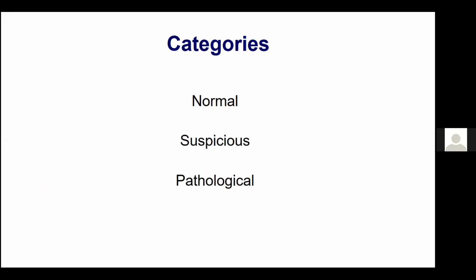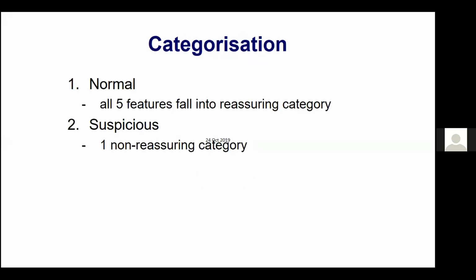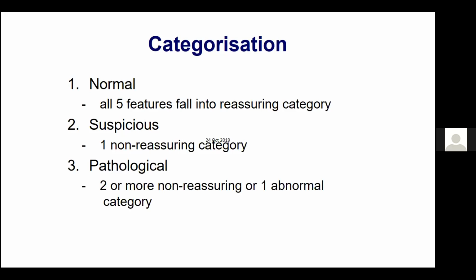So we said our categories will be normal, suspicious, pathological. If all the features are normal, it will be normal. If there is one non-reassuring category, then we're going to say the CTG is suspicious. You're only allowed to have one non-reassuring category. But if you've got reduced variability for more than 40 minutes and a heart rate of 165, that is 2 non-reassuring signs. So when you've got 2 non-reassuring signs, then it makes it pathological. Or if you have any one abnormal category, then it makes it a pathological CTG. You must note this.